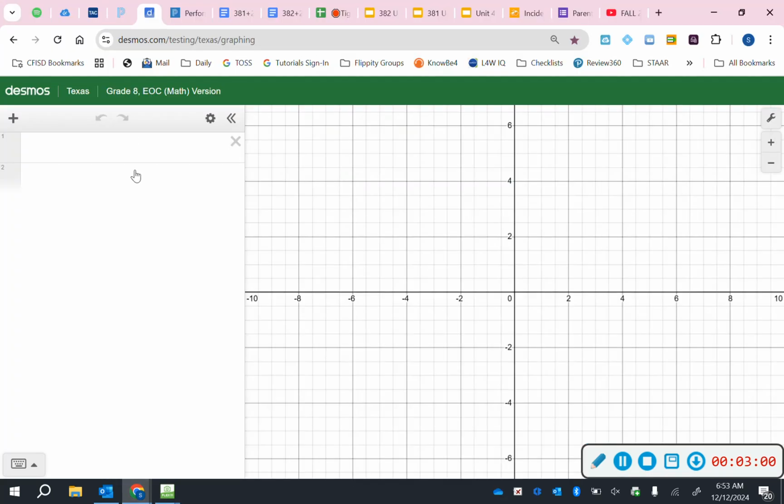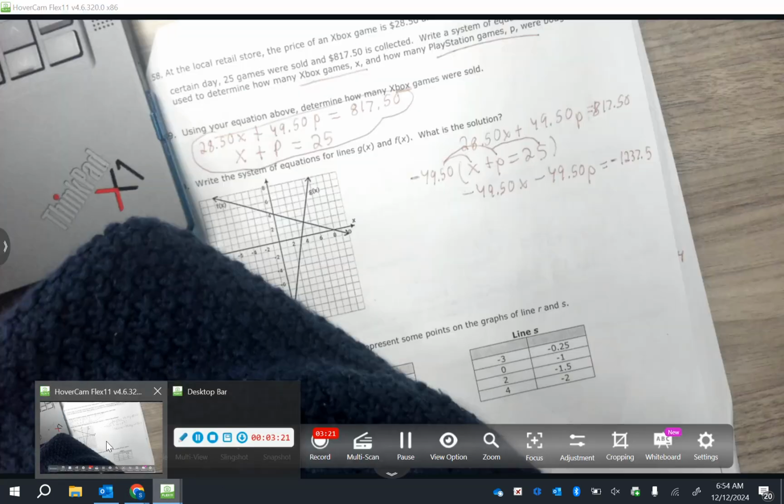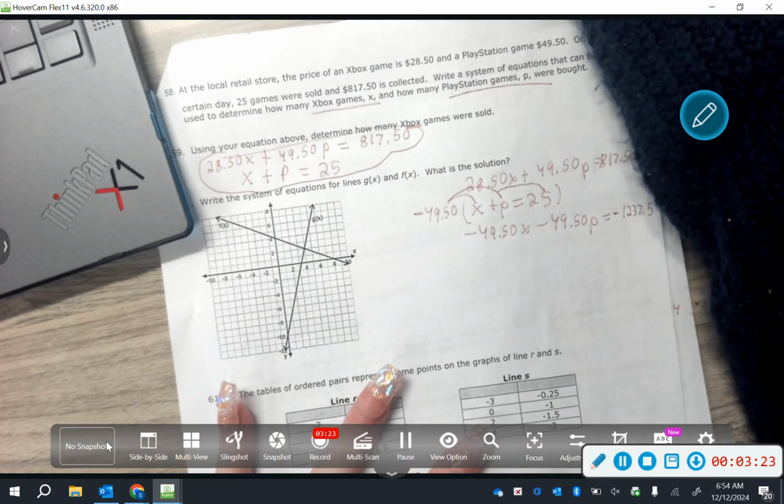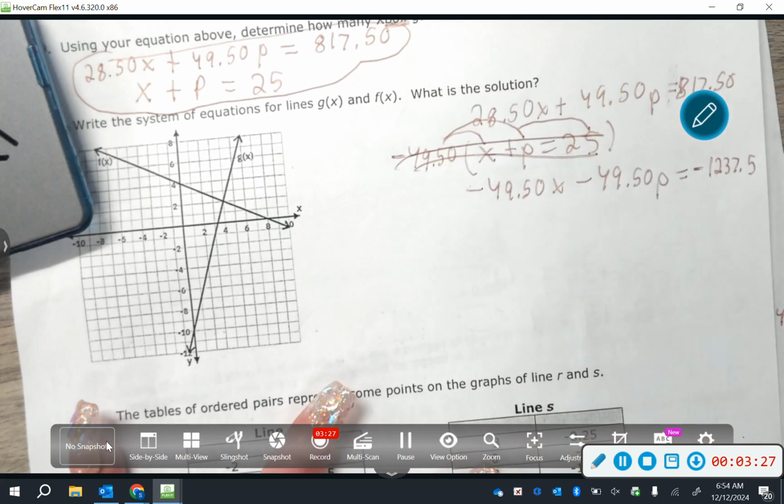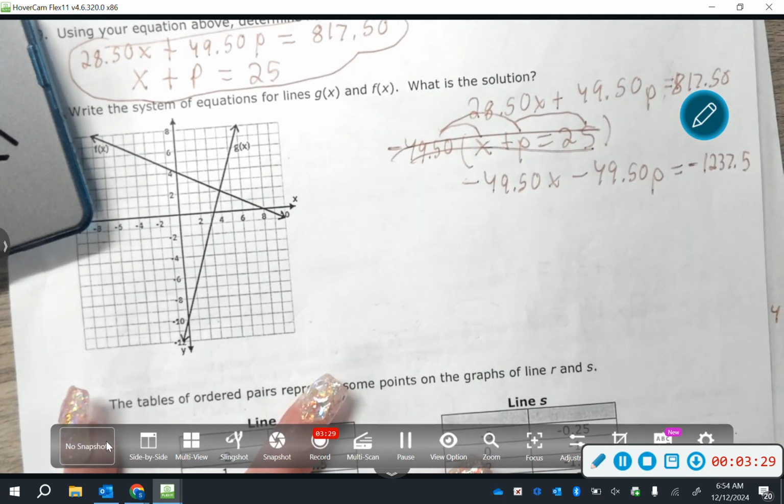I'm going to go plug that in. Negative 49.50 times, I already forgot, 25. 25 is negative, let me write that down first, negative 1,237.5. Okay, so that's what I got. Now that I've multiplied that row, I don't really need it anymore. It's gone. We can come back to it later if we want.